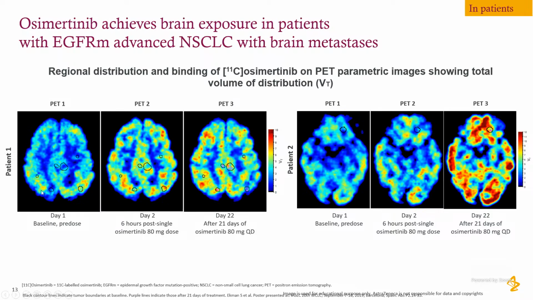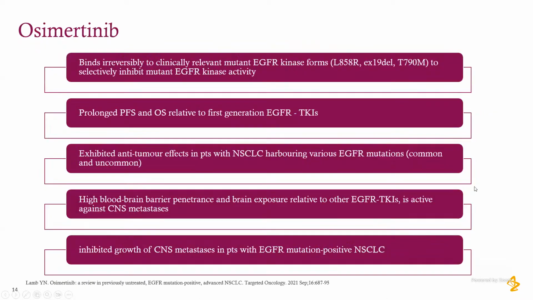In this picture, we have seen that done with the PET. This is patient number one. The blue one is the least concentrated amount of osimertinib in the brain, and the yellow or red is the higher concentrated amount. So from day 1 to day 21, after 20 days of osimertinib 80 mg, there is a significant increase in the volume of distribution in the brain, and the same we have also seen in patient 2.